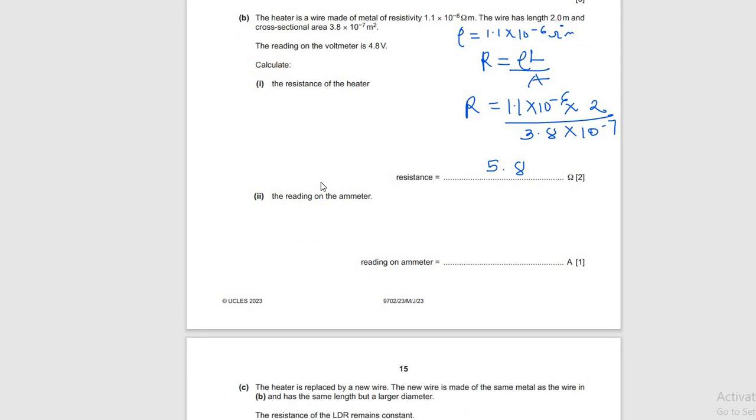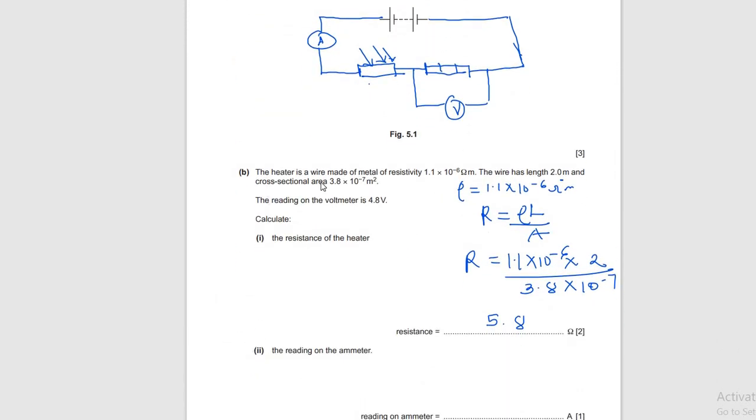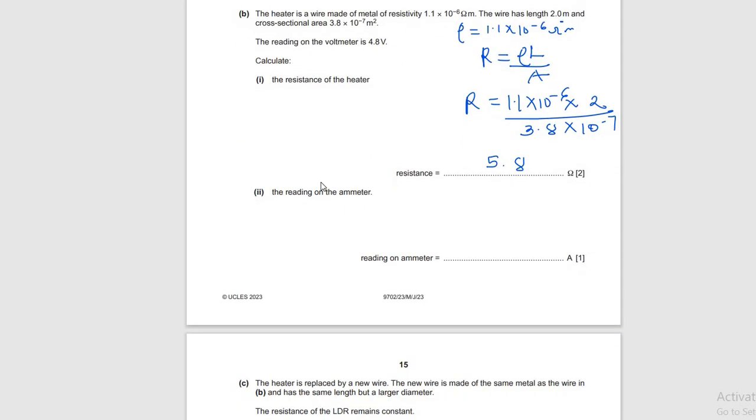Now, second part, the reading on the ammeter. The reading on the ammeter is equivalent to the current in the whole circuit. You know, they are connected in series. Current in the whole circuit. Since they are connected in series, current in the wire is the same thing as current in the LDR. So, which parameter is given to get the current?